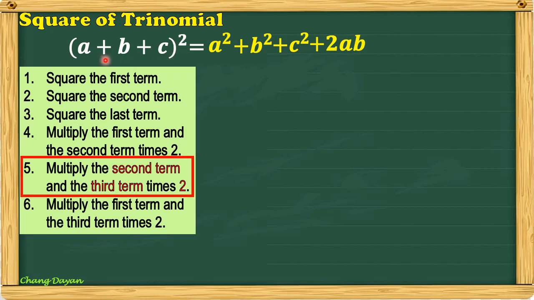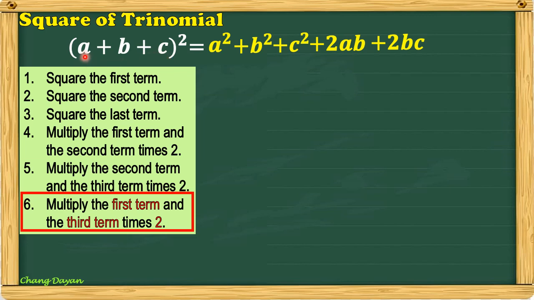Next, multiply the second term by the third term times 2. b times c times 2, and we'll have positive 2bc. Next, multiply the first term by the third term times 2. So a times c times 2.